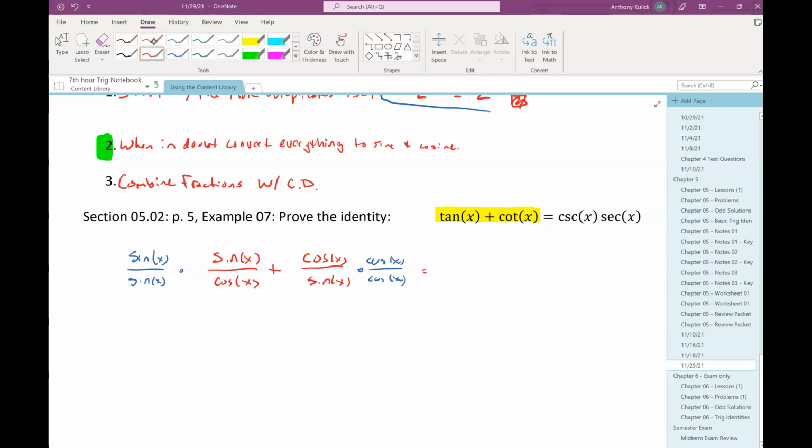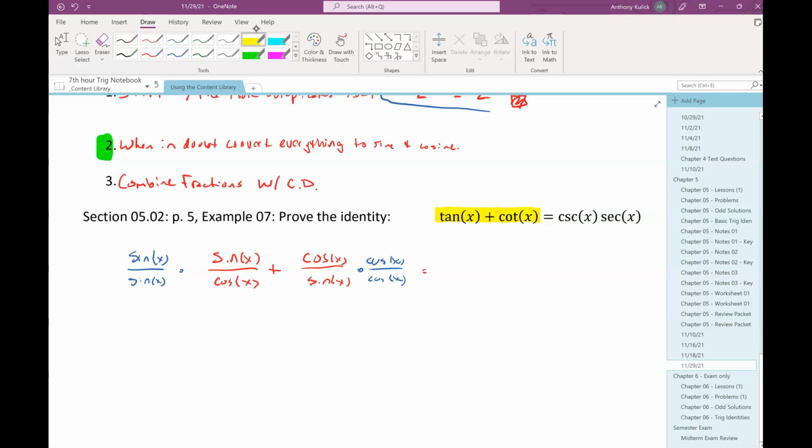So far, so good. So when I multiply fractions, how do I do that? You have to get a common denominator. Not for multiplication. For adding and subtraction, yes.